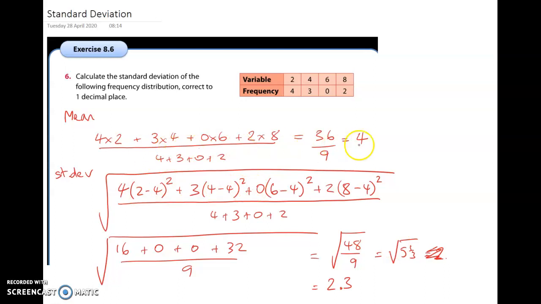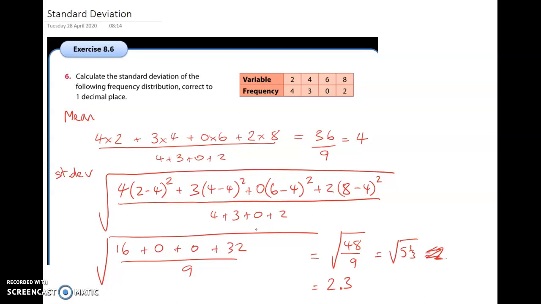You first work out your mean. You then have to work out the differences between each value and the mean. You square them, and you multiply each of those squared differences by the frequency that it occurred. Once you've done all that for each of the values, you divide by the total frequency, and whatever that is, you square root your answer. It's a process. You just have to practice it. There's no simple way of doing this. You just have to practice, practice, practice.